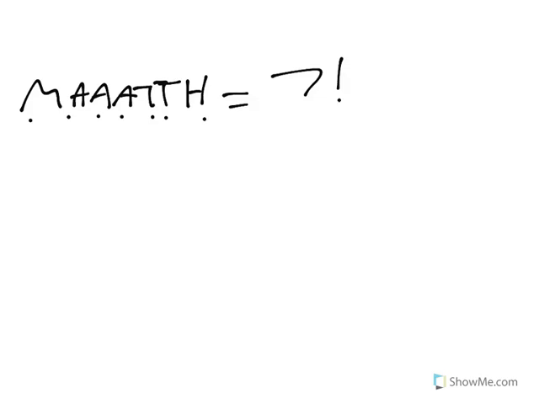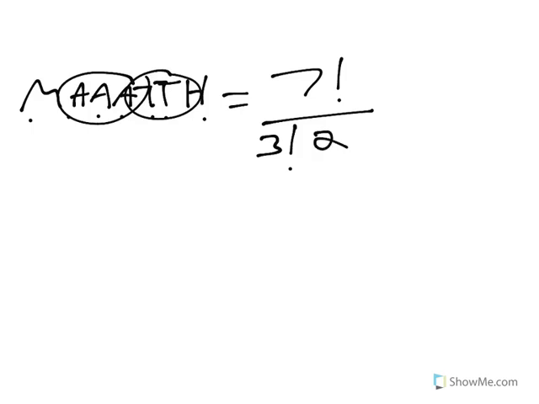If the word has multiple repeated letters, like M, A, T, T, H, we count the number of letters, 1, 2, 3, 4, 5, 6, 7, and we divide by, if there are 3 A's, you go 3 factorial, and there's also 2 T's, stick a 2 factorial there also. Ends up with 420.